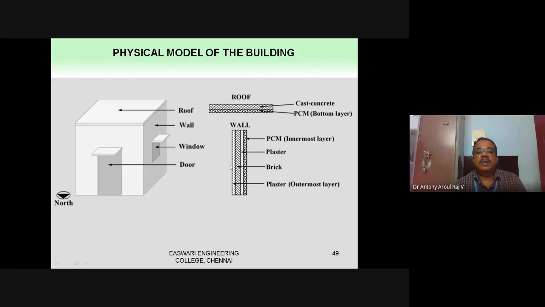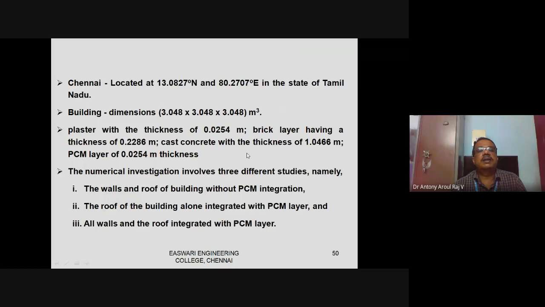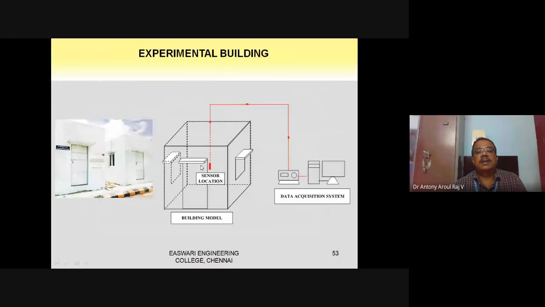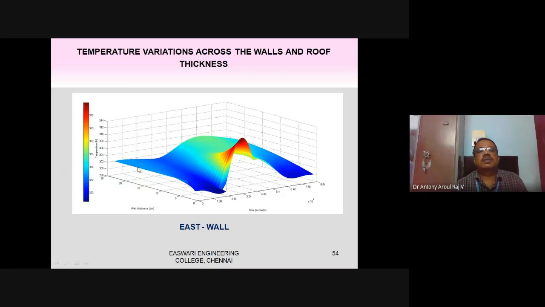We have written the code in the MATLAB software. So this is how they have the building. These are all the building dimensions. We have given the properties of the materials, so that is very important. We have done the experiment also for this with our collaborator. From Meenakshi Engineering College, we have done the experimental validation also.